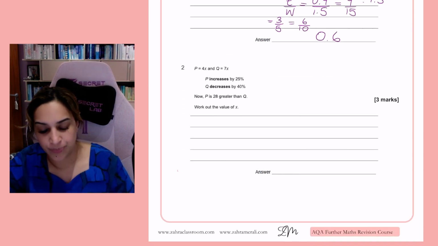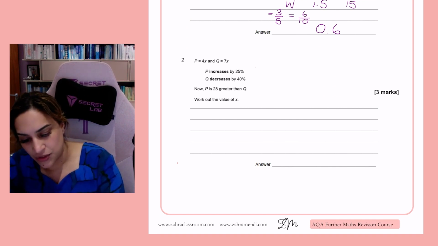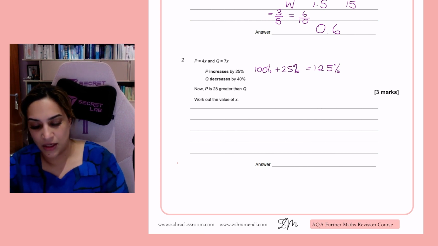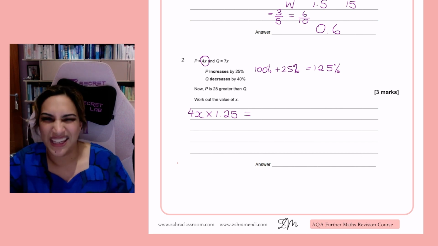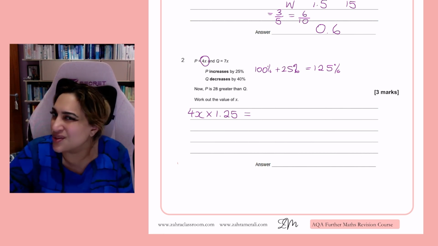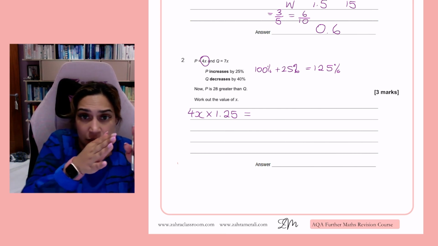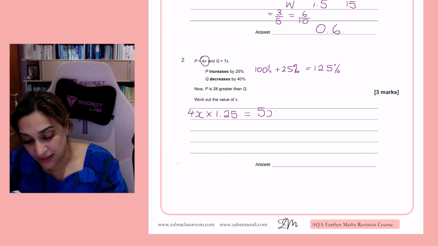Okay, question 2. P increases by 25%. So I've got my 100%, add my 25% to give me 125%. Originally P is 4x. I'm increasing it by 1.25. Now we should know 25% is a quarter. A quarter of 4 is 1. If we're taking the original amount and adding that 1 on, we're now going to have 5x.